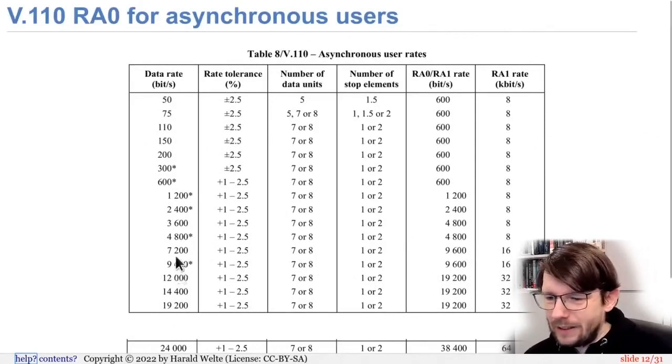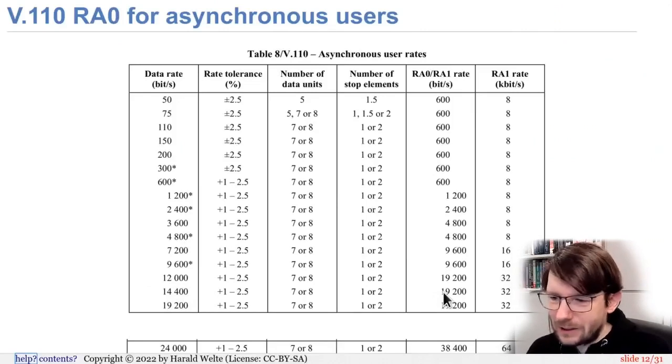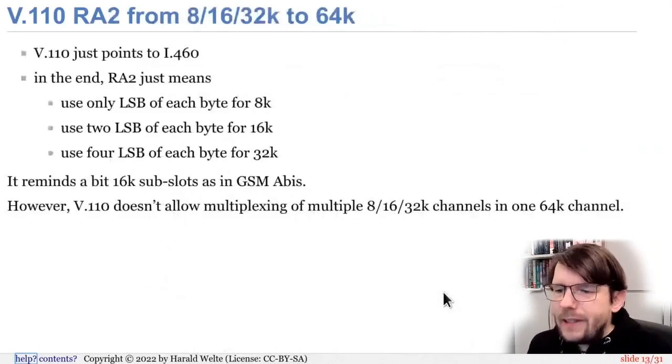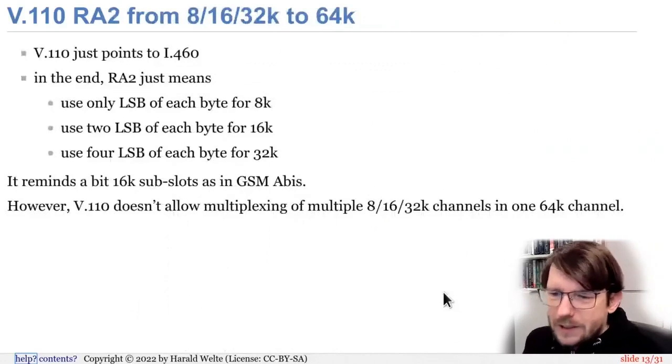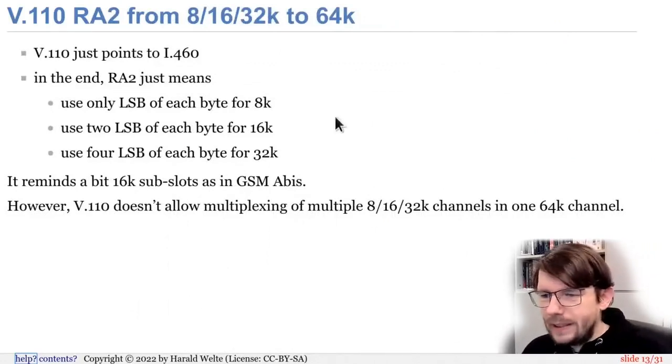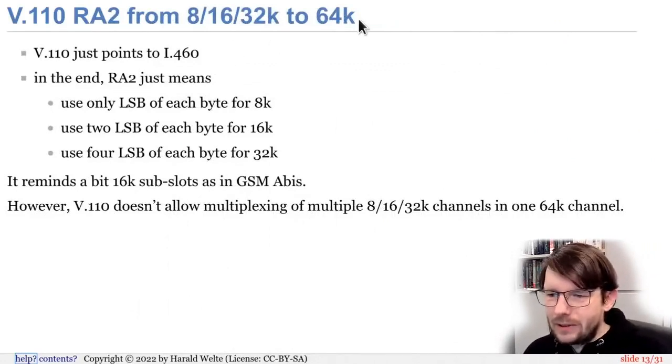But if the asynchronous rate is lower, let's say we are talking about a 14.4 kilobit transmission, then this is basically stop bit inserted up to 19.2 kilobits, and that synchronous 19.2 then goes through the RA1 function. And then finally, we have RA2, the rate adaptation function 2, to go from the 8, 16, or 32 kilobits to 64 kilobits.